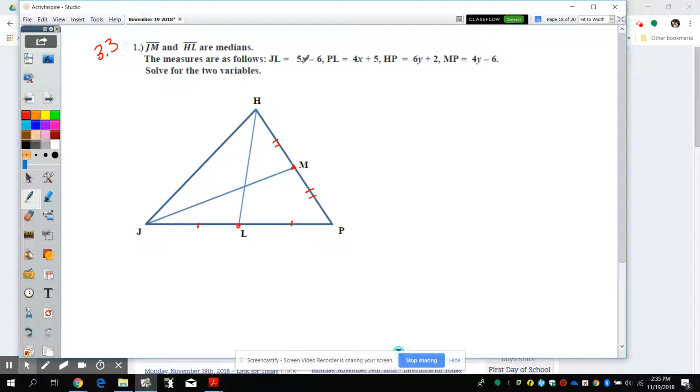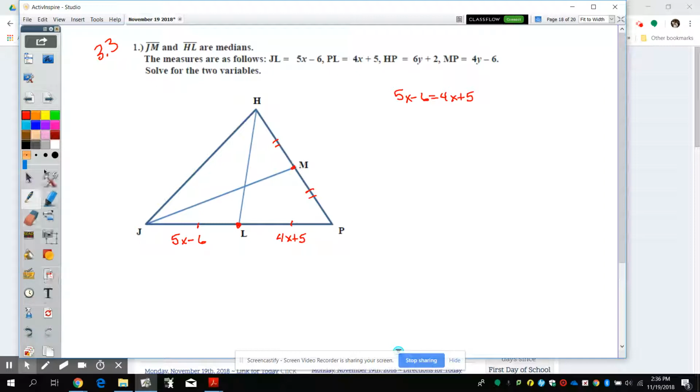So let's start with some things we know. JL is 5x minus 6. So that's the segment right here. PL is 4x plus 5. So before I even move on, I noticed that because this is a midpoint and these are congruent, and I knew that from the first part of the problem, I know that this equals this, and so then I can set up 5x minus 6 equals 4x plus 5. So I know I'll be able to solve for x that way.